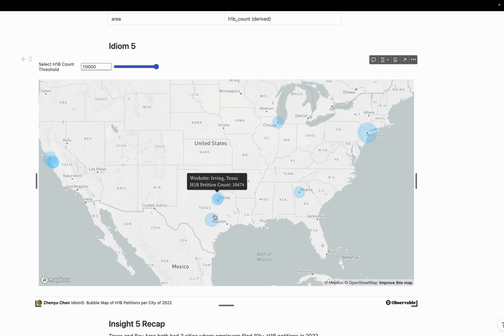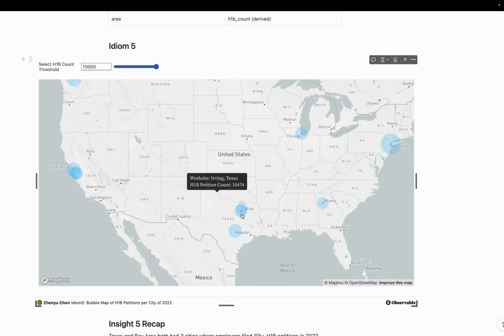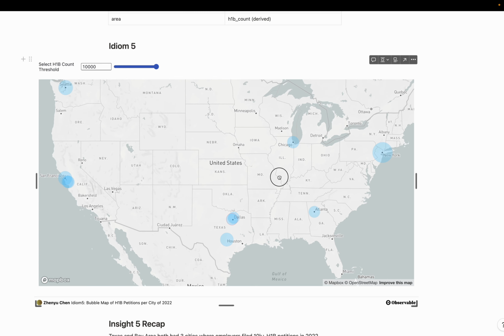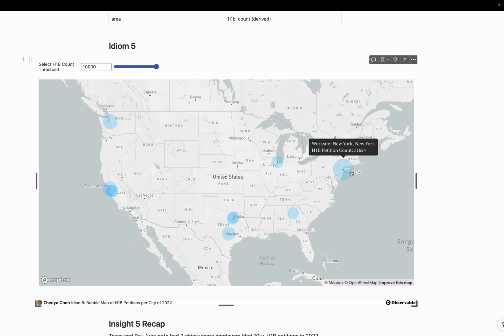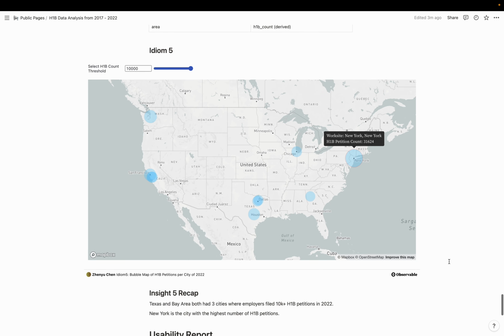So I might consider moving to Texas if I decided to do so, since the number of H1B petitions in terms of the cities is actually quite close. Besides, we can also see that New York City has the highest number of H1B petition counts as a city. These are 2 interesting insights. So basically that's all the idioms for this final project.